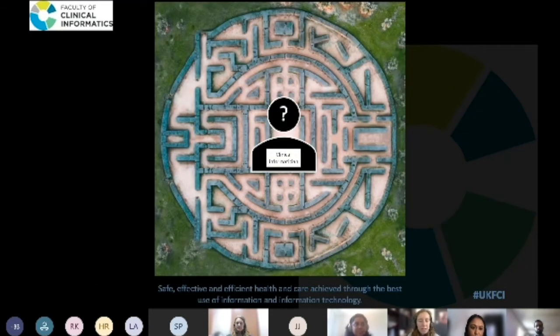So there are many routes to becoming a clinical informatician, as you'll likely know, and it's some of the work that the faculty is doing to look at what some of those routes are and to support people to think about how they can progress as a clinical informatician.